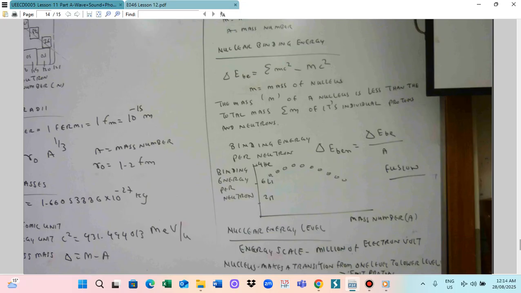So we can also calculate the nuclear binding energy. The nuclear binding energy delta EBE is equal to summation mc square minus capital Mc square. M is the mass of the nucleus. The mass M of the nucleus is less than the total mass, the summation of m of the individual protons and neutrons. The binding energy per nucleon can be calculated: delta EBN, the binding energy per nucleon, is equal to delta EBE, the nuclear binding energy, divided by A. A is the mass number. So this is the way that we calculate the nuclear binding energy and the radius of the nucleus.